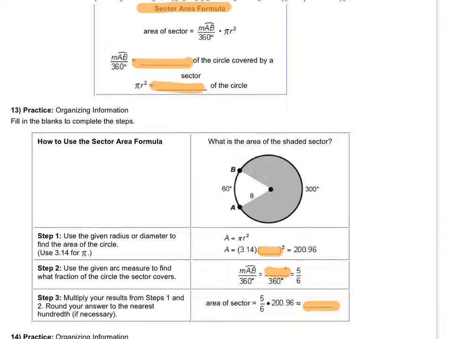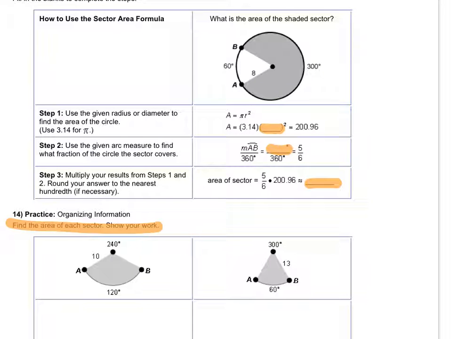The sector area formula works very similar to the arc length formula. So the area of the sector is the measure of the arc length divided by 360 times pi radius squared. The measure of the arc length AB over 360 is equal to a fraction of the circle covered by the sector. So pi r squared just represents the area of the circle.